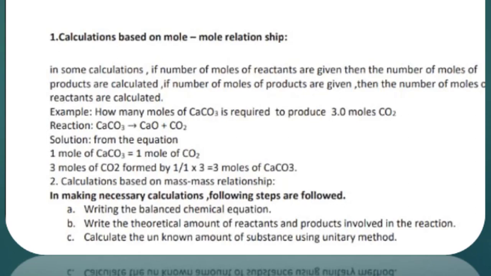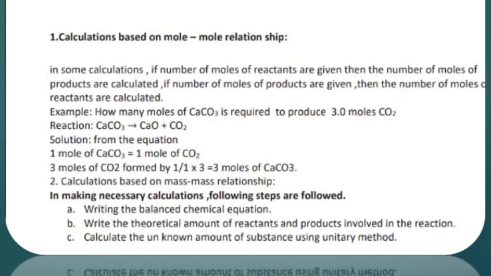Okay children, understood? So in stoichiometric calculations, mainly these 4 types we study: mole relationship, mass relationship, mass volume relationship, and volume relationship. Now one type of calculation we will study at a time. So in this concept we are going to study calculations based on mole relationship.